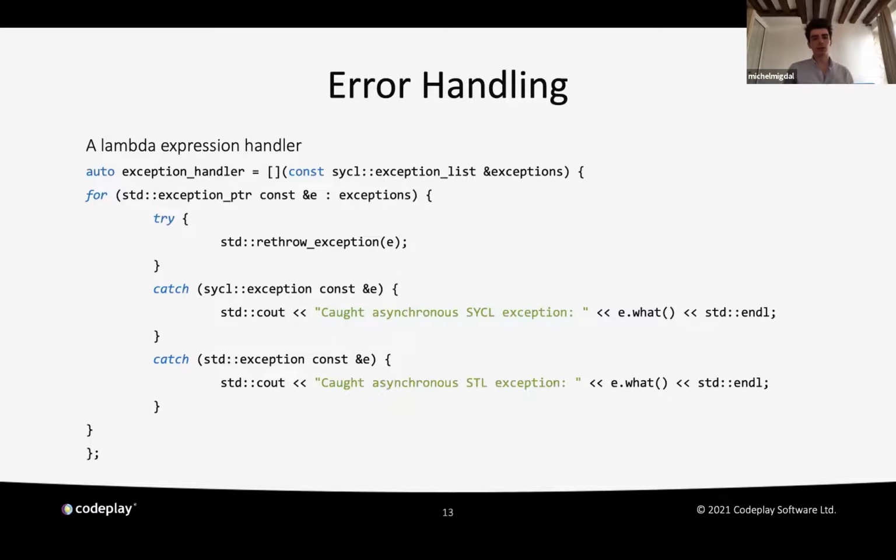Once you've written your device selector, I would recommend using an exception handler, because asynchronous exceptions would otherwise be lost at queue destruction. There isn't much to say about that. You can just copy and paste it into your code and it will catch the asynchronous exceptions from the SYCL backend, and the C++ ones if there are any.